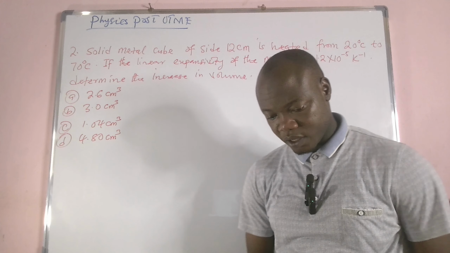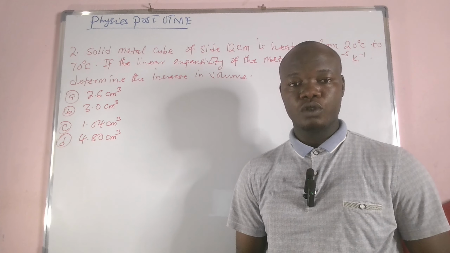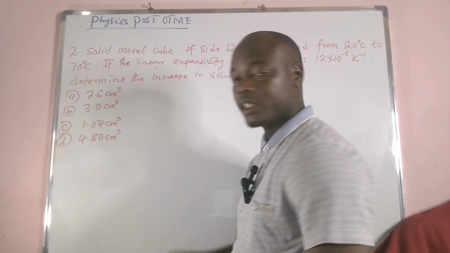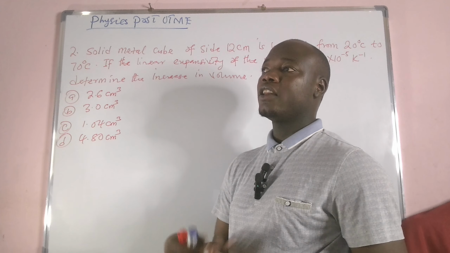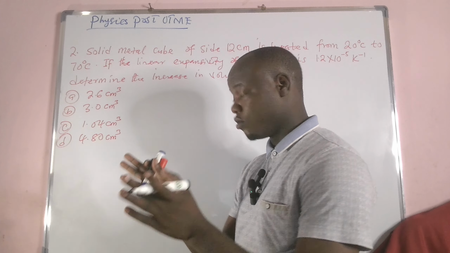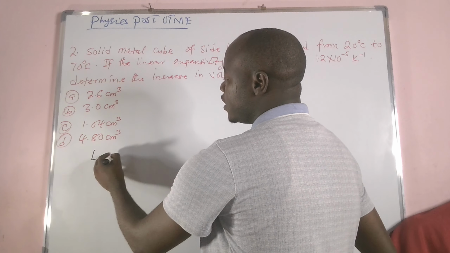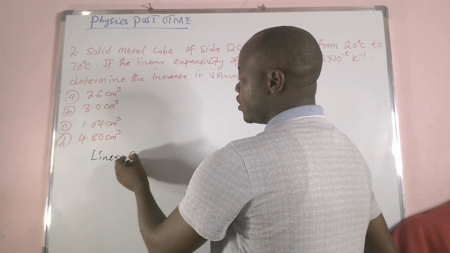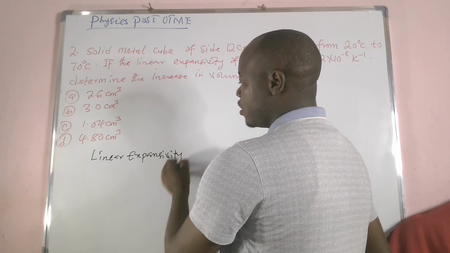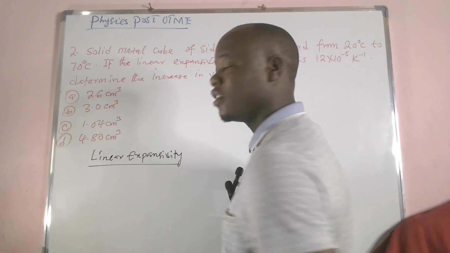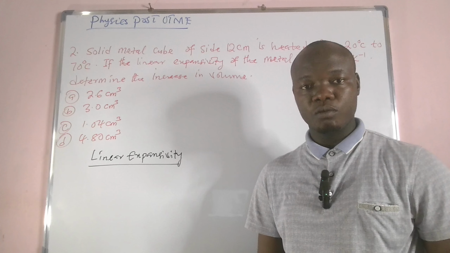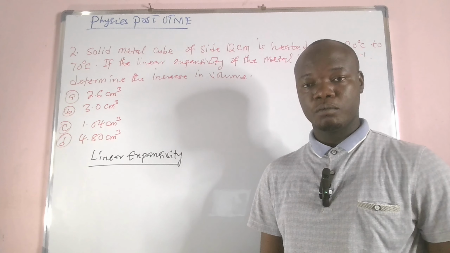So ladies and gentlemen, in the present video, I want you to understand something: we have what we call expansivity of a material, and this expansivity is divided into three types. We have what we call linear expansivity. What is linear expansivity? Linear expansivity is the increase in length for unit length for each degree rise in temperature.